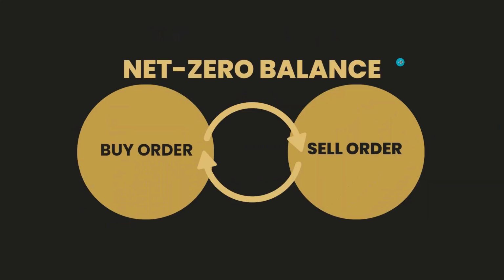Now, an essential part of the futures market structure is that for every buy order, there must be a corresponding sell order. And this is what creates a, quote, net zero balance. There's no net increase in the number of contracts that are out there. It's just an ongoing exchange of positions. Understanding this structure of being net zero, where for every buy order there's a sell and vice versa, is going to help you see how futures markets operate smoothly and why they're a reliable trading environment.